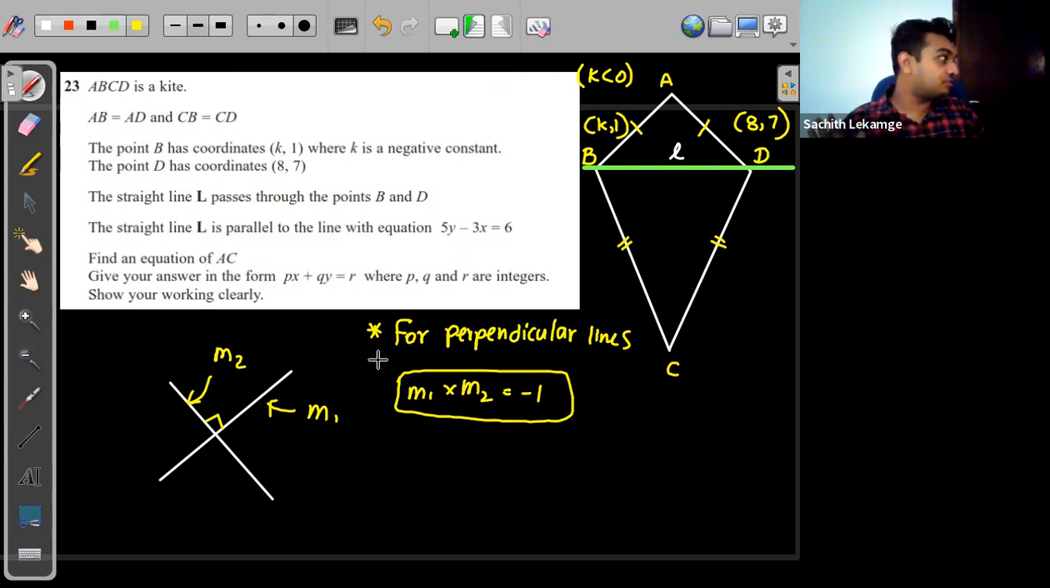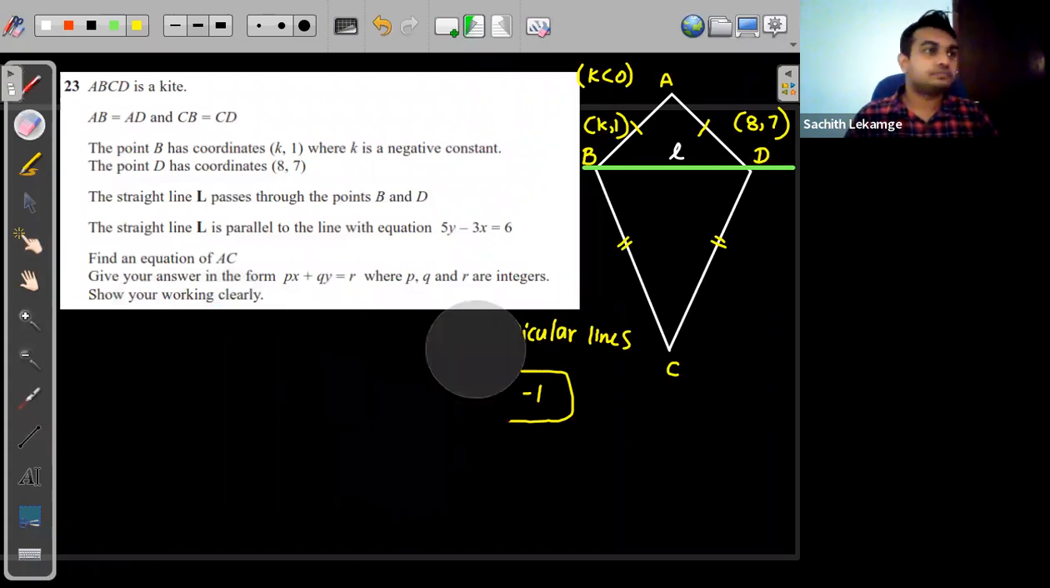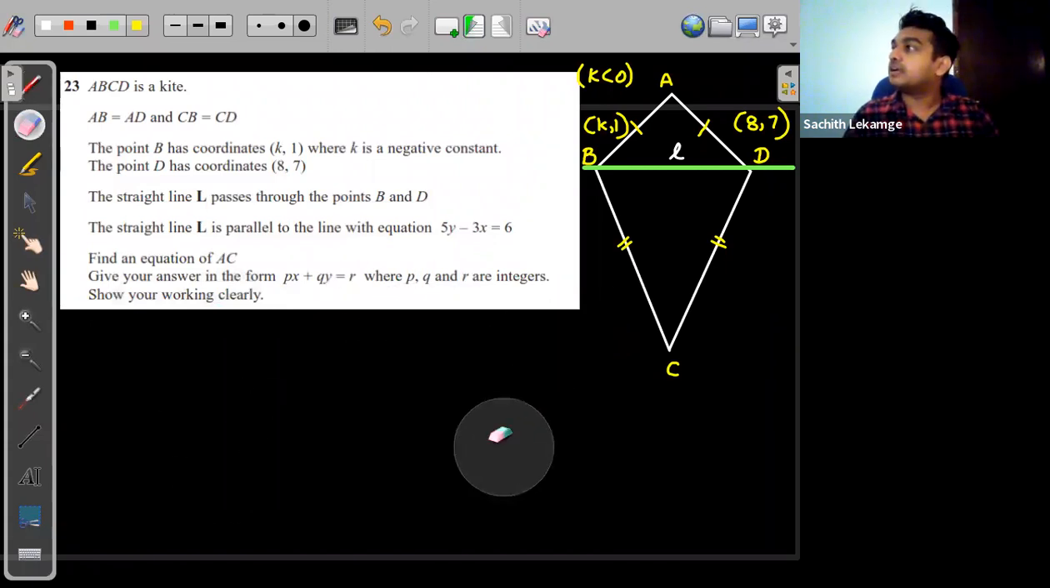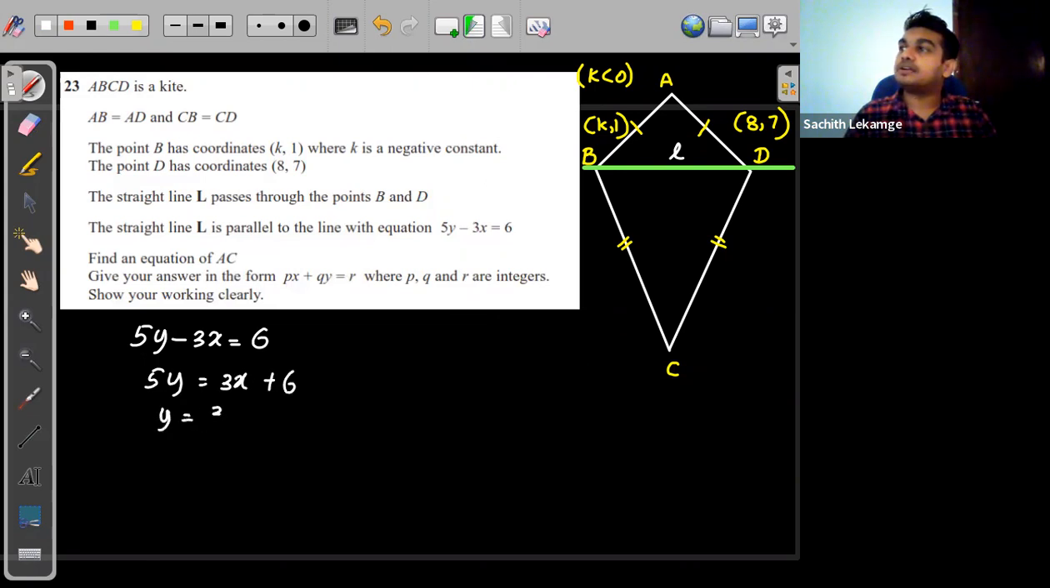There are a lot of questions out of this. Okay, what else? The parallel line is 5y minus 3x equals 6. Shall we rearrange? 5y equals 3x plus 6, y equals 3 over 5 x plus 6 over 5. What's the gradient?